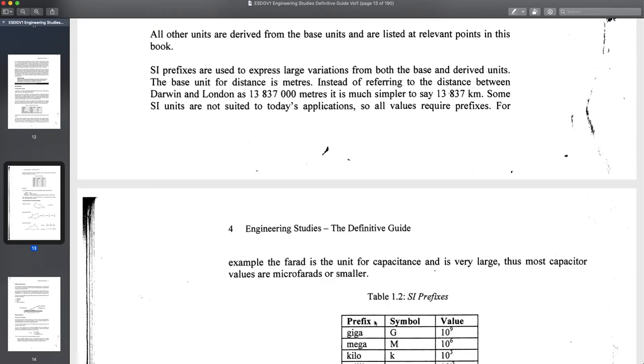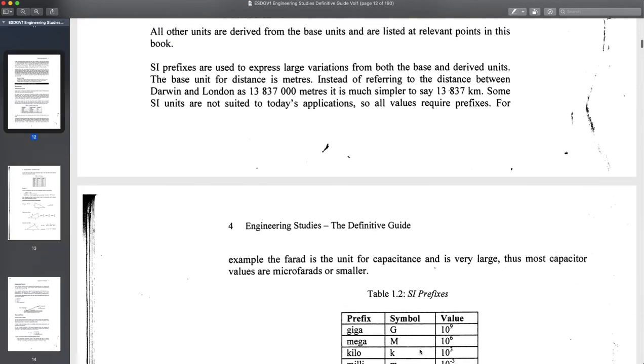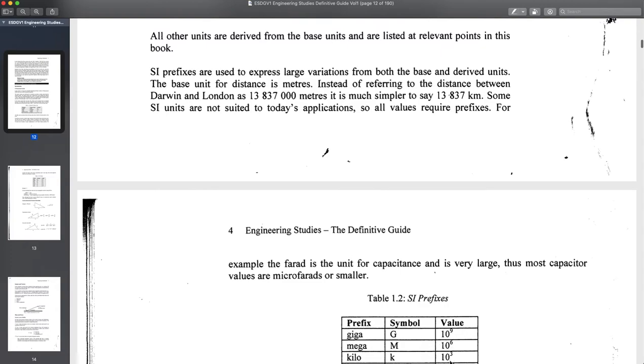And very occasionally in this course, we will use giga. We use gigapascals that we'll talk about later. But we should be familiar with this. We should also be familiar with this notation. This notation is called scientific notation.